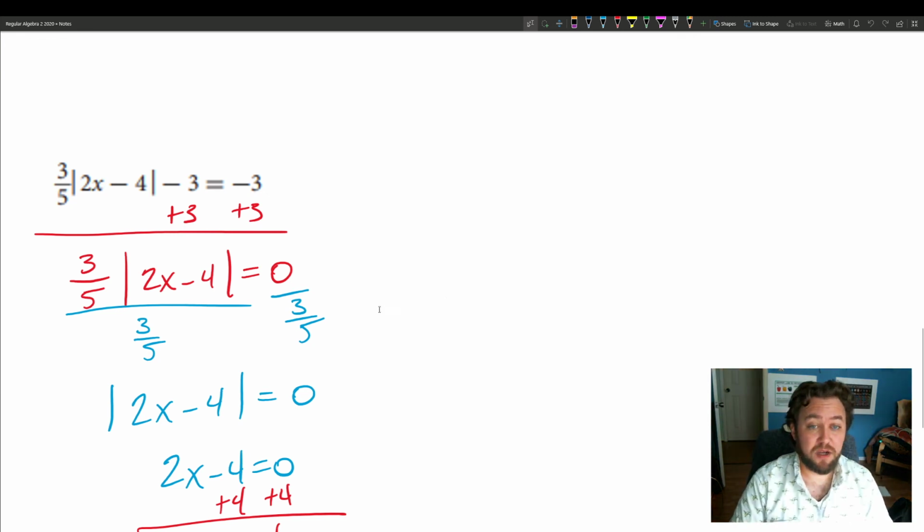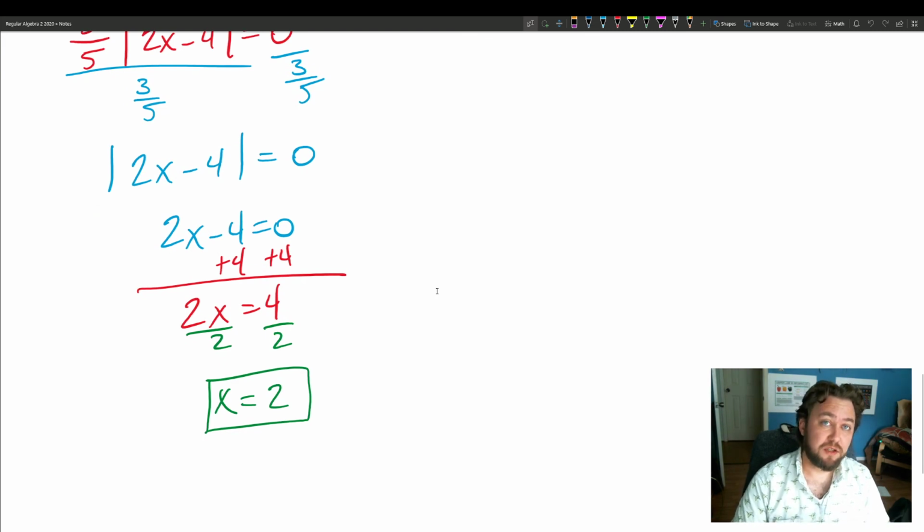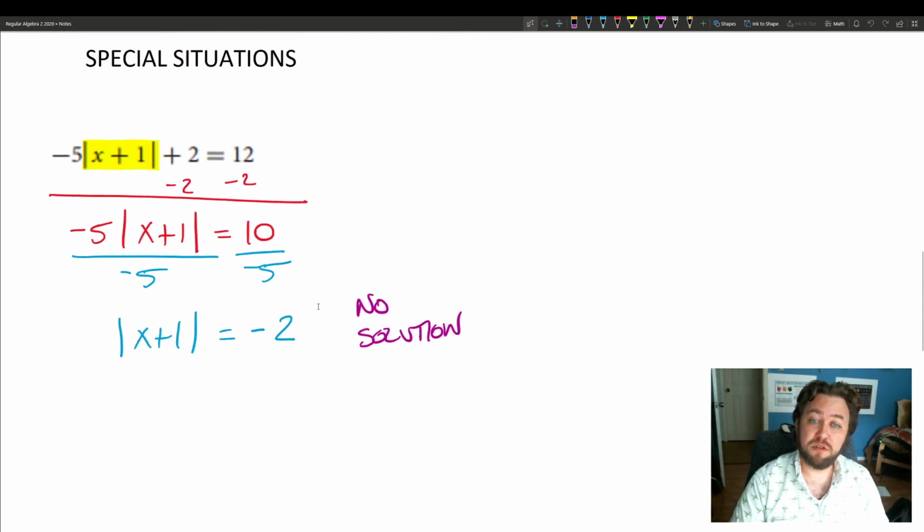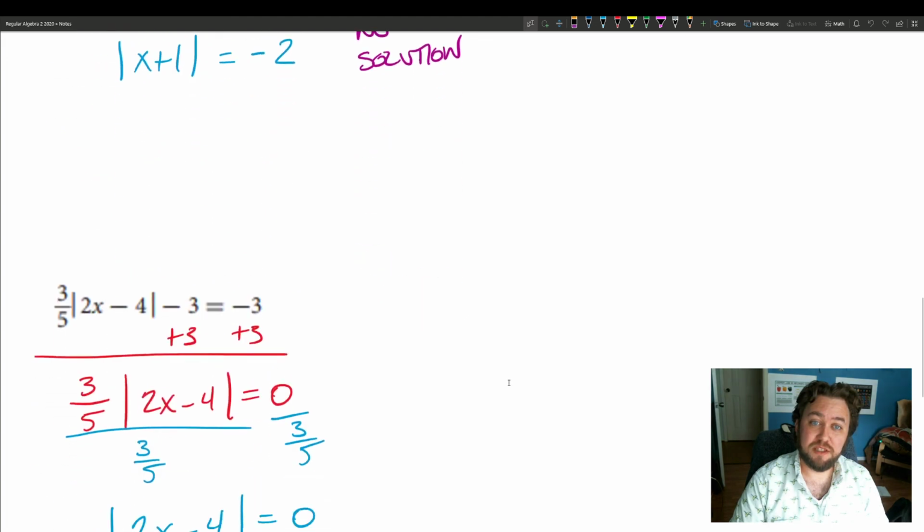So technically it's possible to have two solutions, which is what normally happens. It's possible to have one solution if you end up in a case like this where it was equal to 0 at some point. And then you have the possible outcome of having no solutions if your absolute value is equal to a negative.